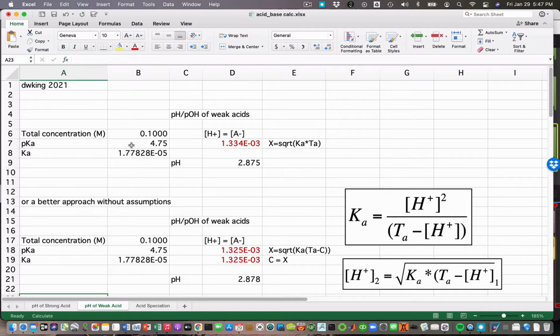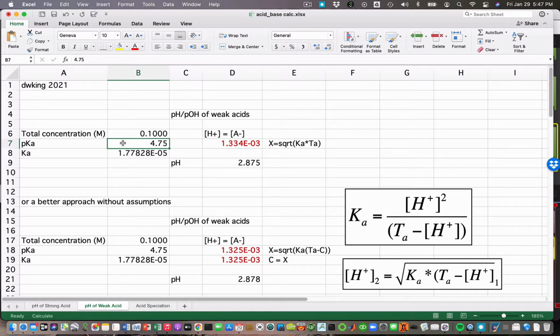In my spreadsheet, I set up the total concentration of the weak acid. It's in molar, and that's input into cell B6. That is a known; you would have to be given that information. B7 is the pKa of the weak acid.